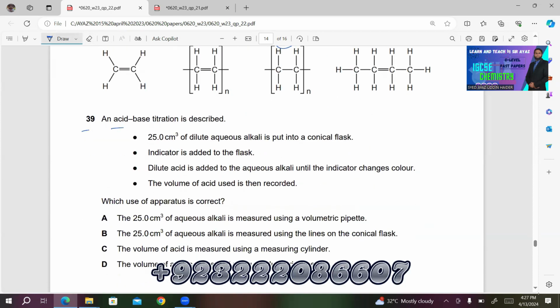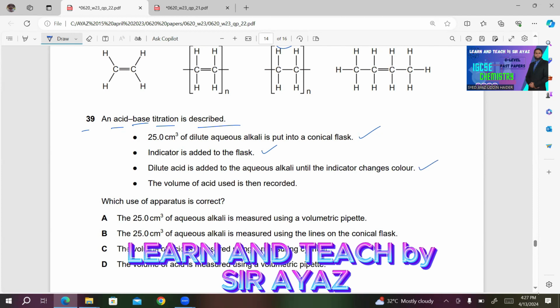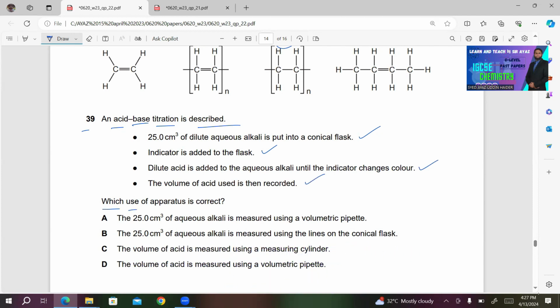39. An acid-base titration is described. 25 centimeter cube of dilute aqueous alkali is put into a conical flask. Indicator is added to the flask. Dilute acid is added to the aqueous alkali until the indicator changes color. The volume of acid used is then recorded. Which use of apparatus is correct?